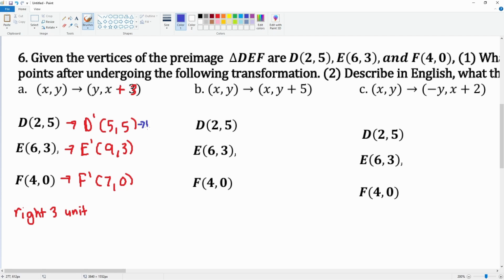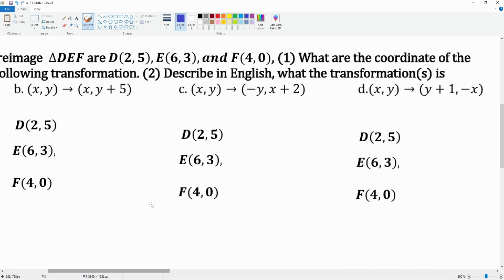So D double prime is (5, 5). E double prime looks like it is (3, 9). And then F double prime is (0, 7). So when it's swapped, it is a reflection over y equals x.